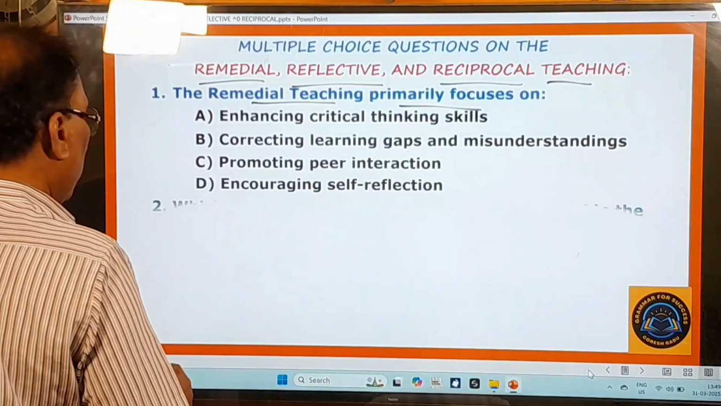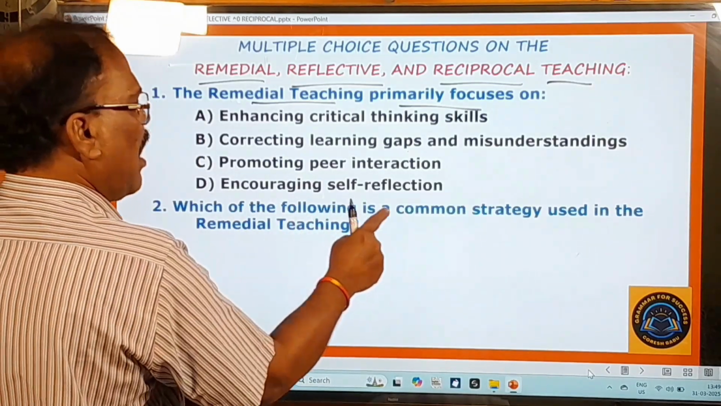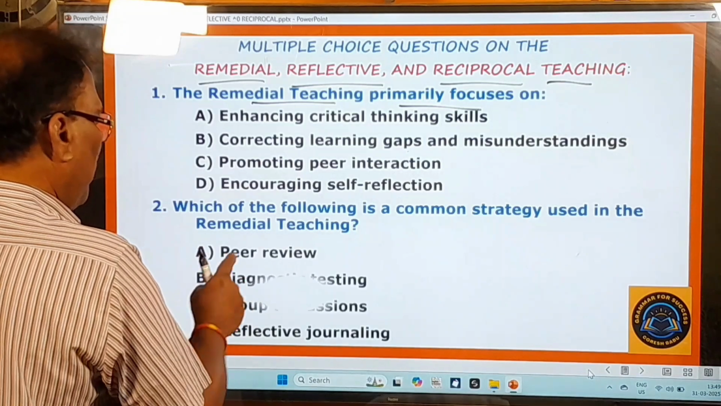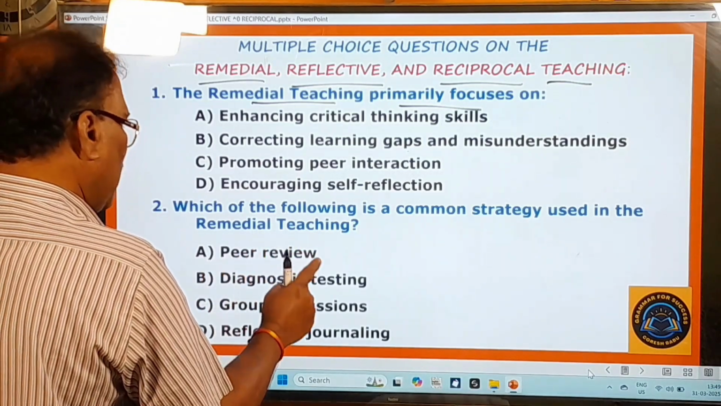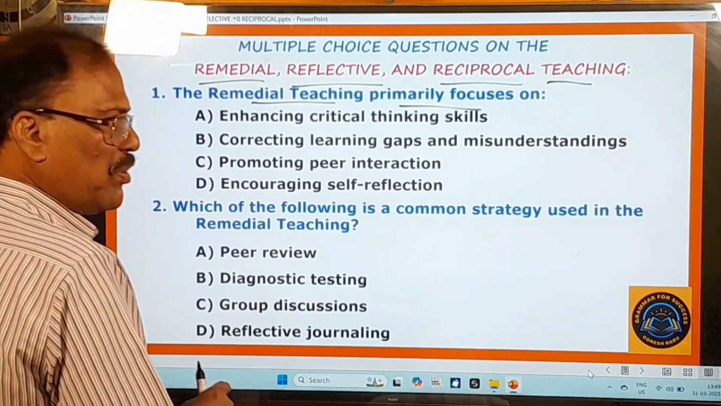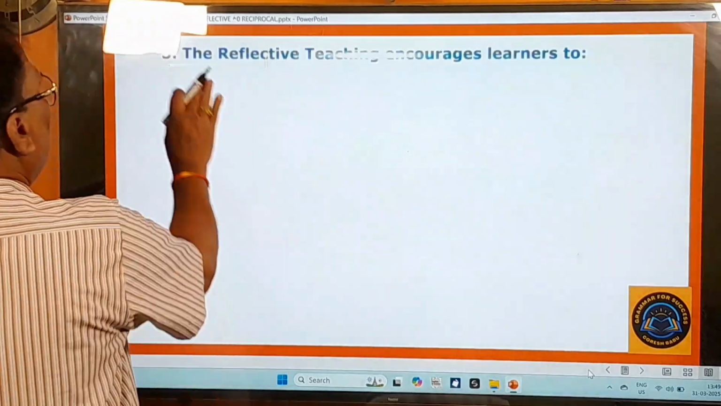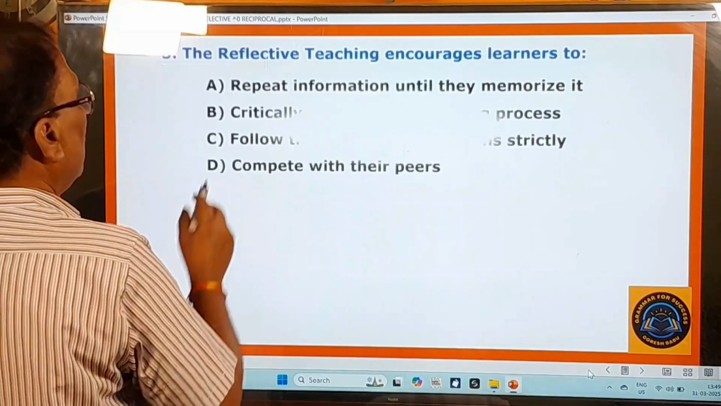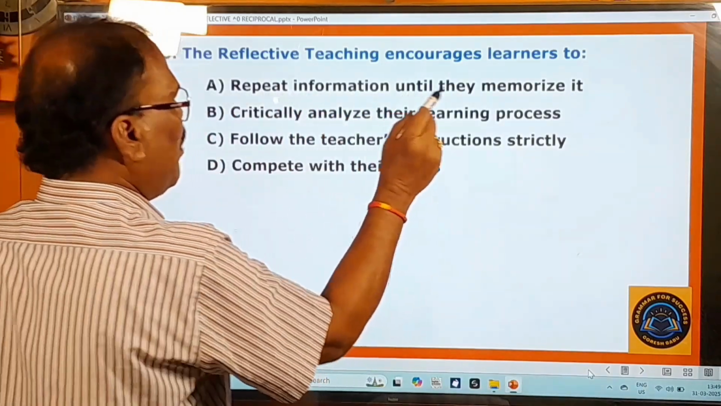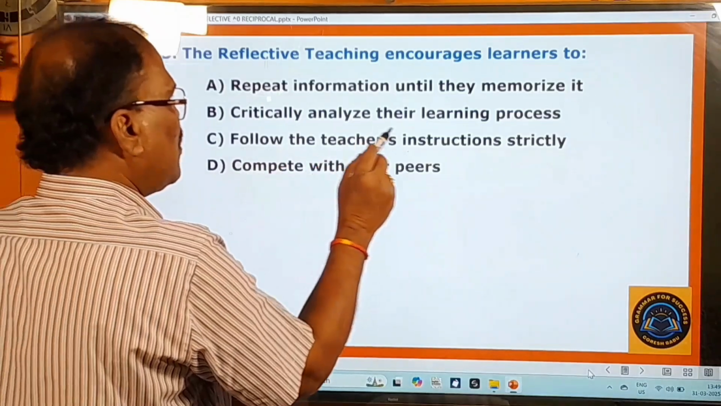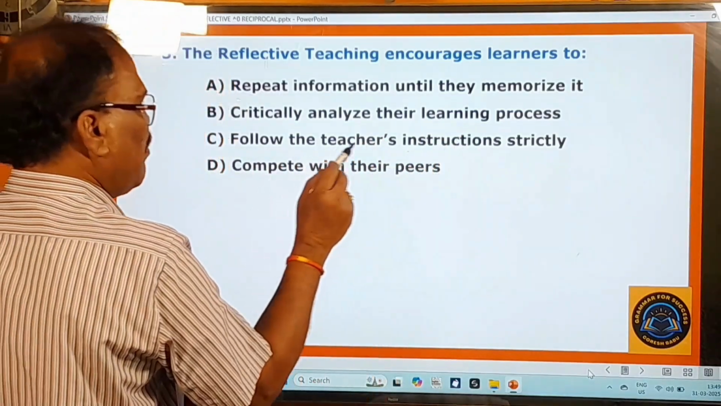Right. You go to the second question. Which of the following is a common strategy used in the remedial teaching? Peer review, diagnostic testing, group discussions, reflective journaling. You move on to other questions. Third question. The reflective teaching encourages learners to repeat information until they memorize it, critically analyze their learning process, follow the teacher's instructions strictly, compete with their peers.